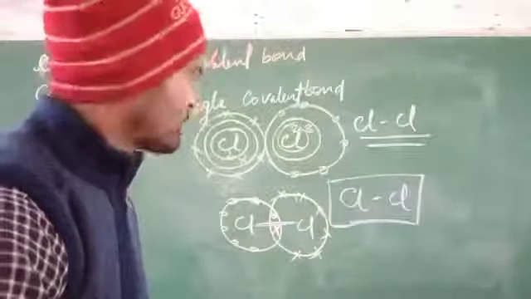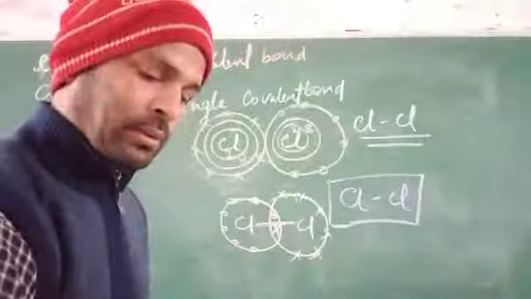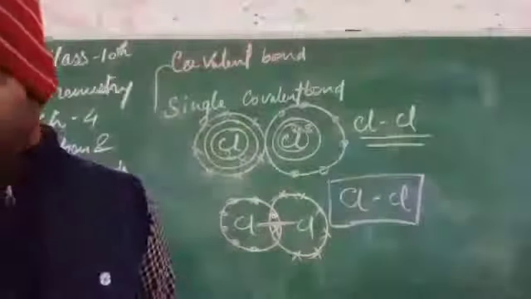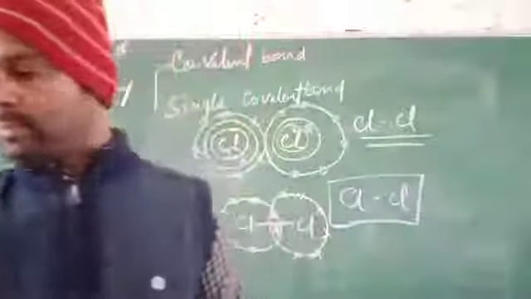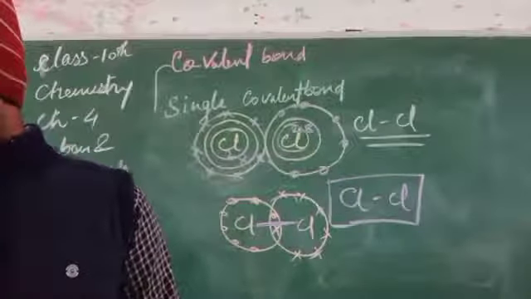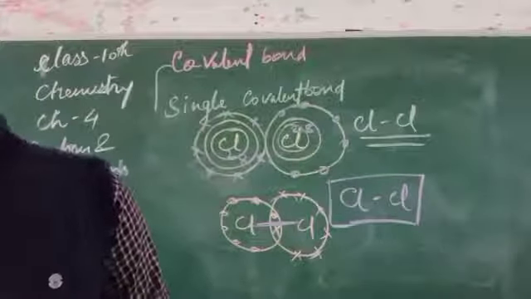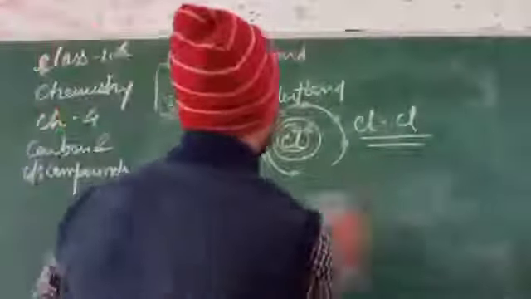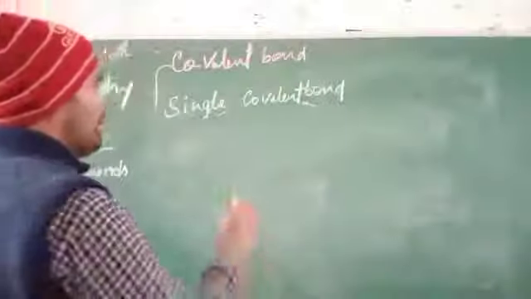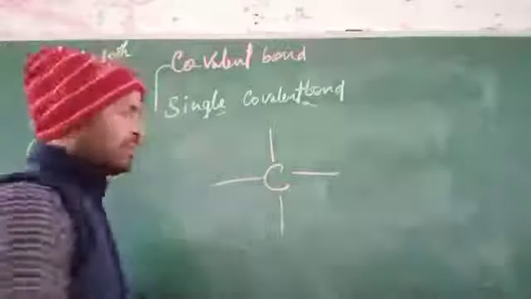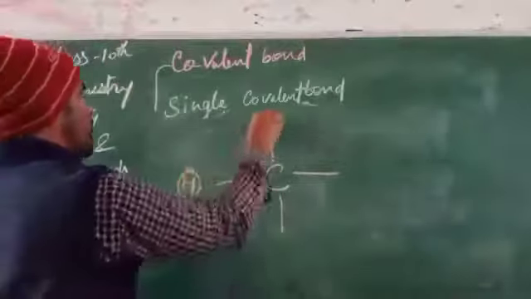Now we move to the next one, that is the double covalent bond. How may the double covalent bond form? Another example for the single covalent bond is carbon showing 4 valencies, with each valency satisfied by hydrogen.